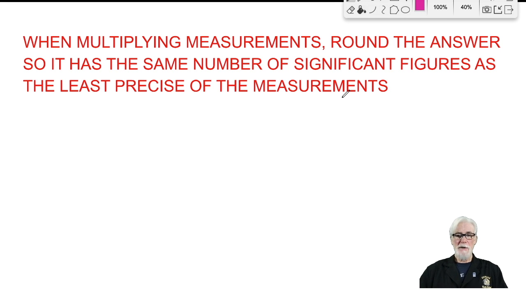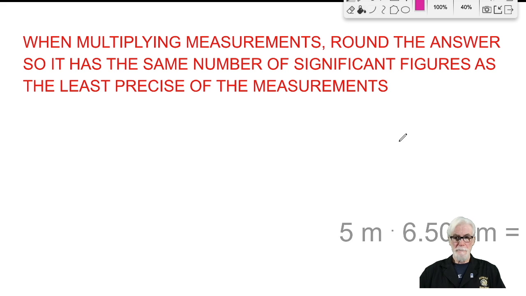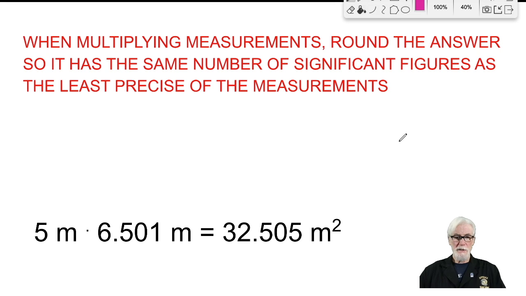precise of the measurements. So how this is like our rule for adding is we're still going by the least precise measurement. We don't want to overstate our precision. But this time, instead of going by decimal places, we're going by significant figures. Example, if we were to take 5 meters and multiply by 6.501 meters, our calculator would tell us 32.505 square meters is the area that we would get.